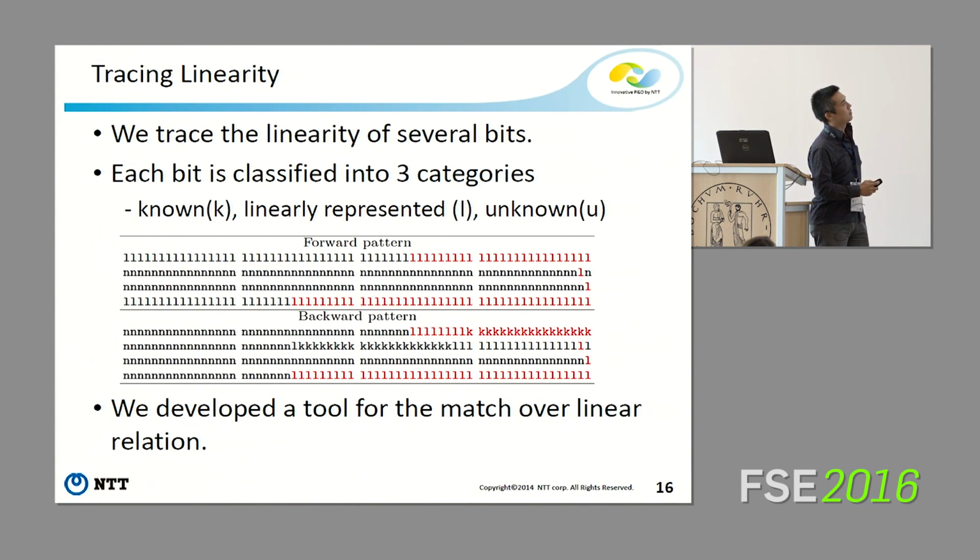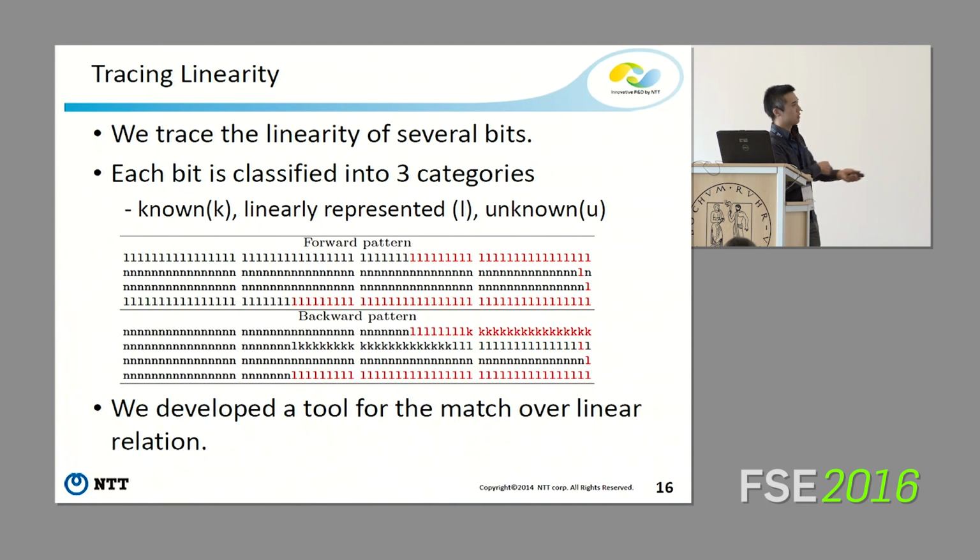Okay, so we traced the linearity of state bits. Now each bit is classified into 3 categories: one is known, one is unknown, and another is linearly represented by several bits. And in the middle of the matching, some unknown terms might disappear. This enables us to match some bits. So we developed a tool for matching linear relations, and finally succeeded in the attack on 2 rounds. So this is the overview, the rough idea of guess and determine.